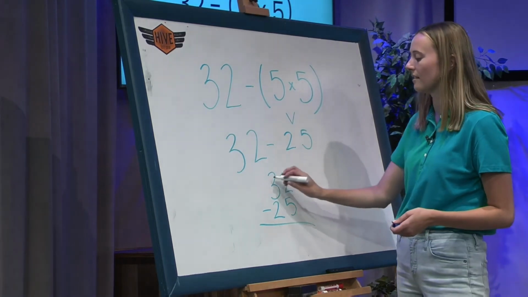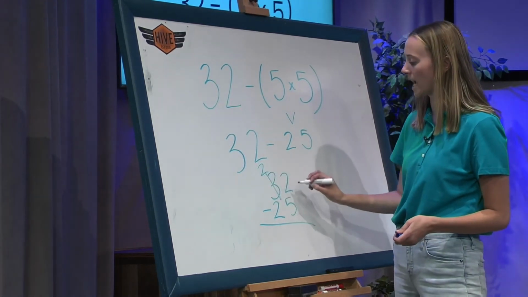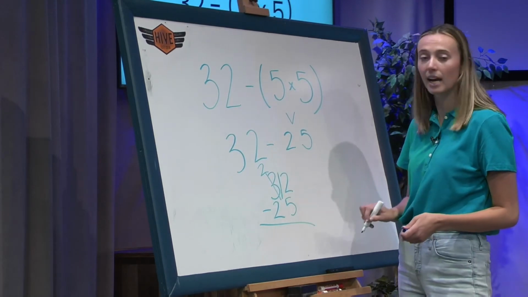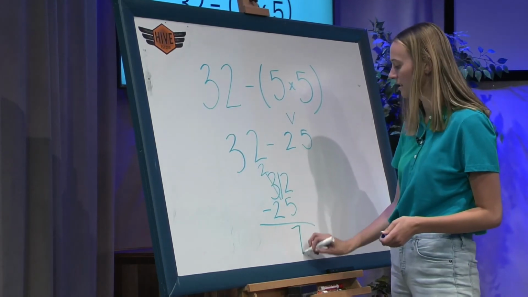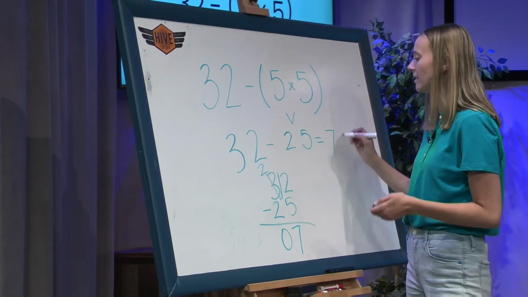32 minus 25. I'm going to take this, because I can't do 2 minus 5, take this away, add a 1, 12 minus 5, I know is 7, 2 minus 2 is 0, so our answer is 7.